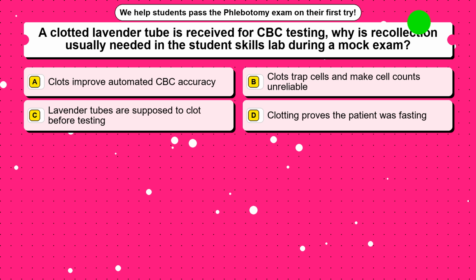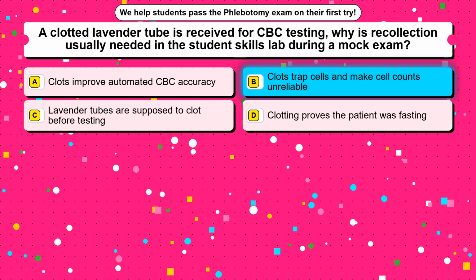Question 94. A clotted lavender tube is received for CBC testing. Why is recollection usually needed in the student skills lab during a mock exam? Option A. Clots improve automated CBC accuracy. Option B. Clots trap cells and make cell counts unreliable. Option C. Lavender tubes are supposed to clot before testing. Option D. Clotting proves the patient was fasting. The correct answer is option B. Clots trap cells and make cell counts unreliable.